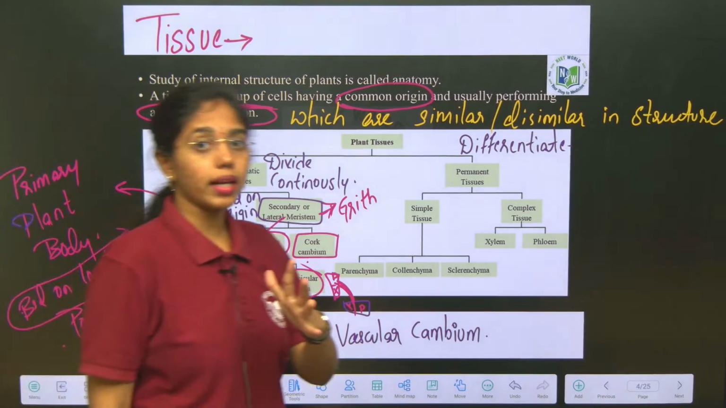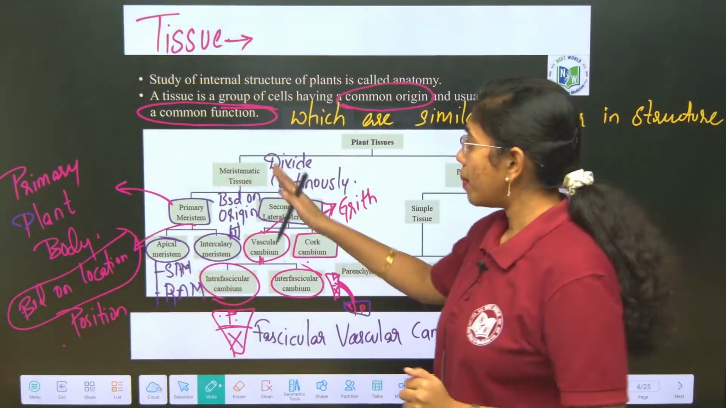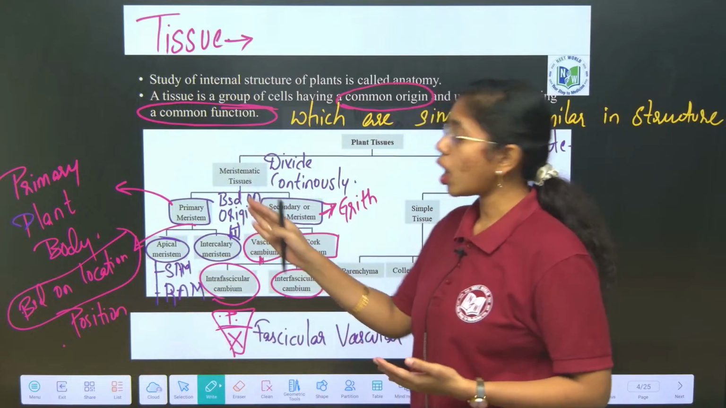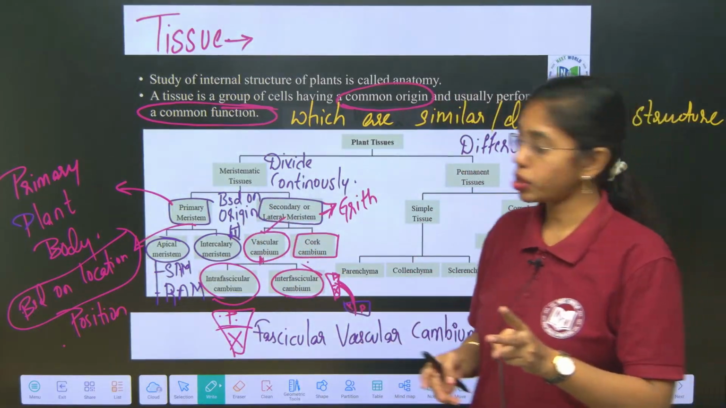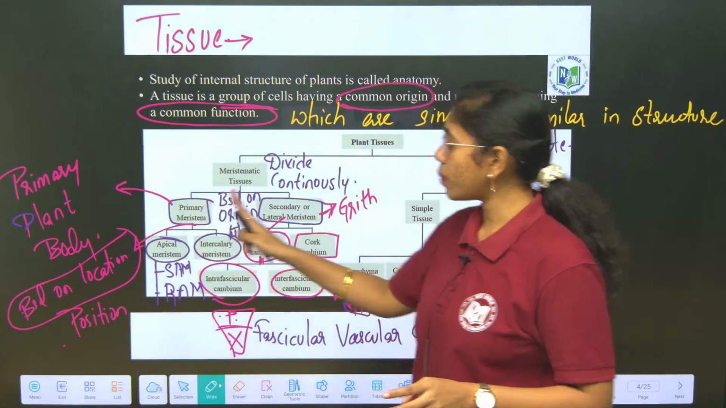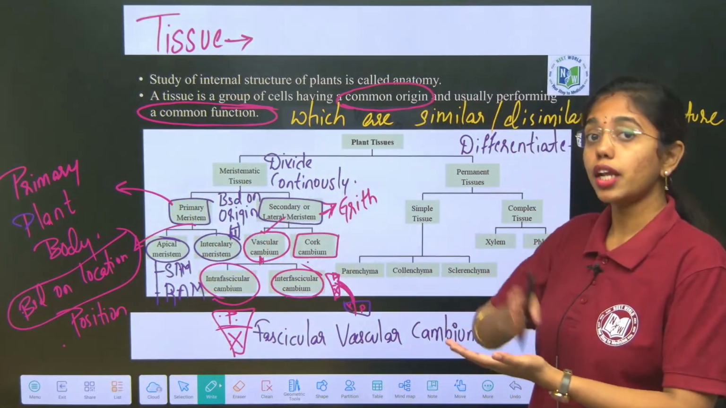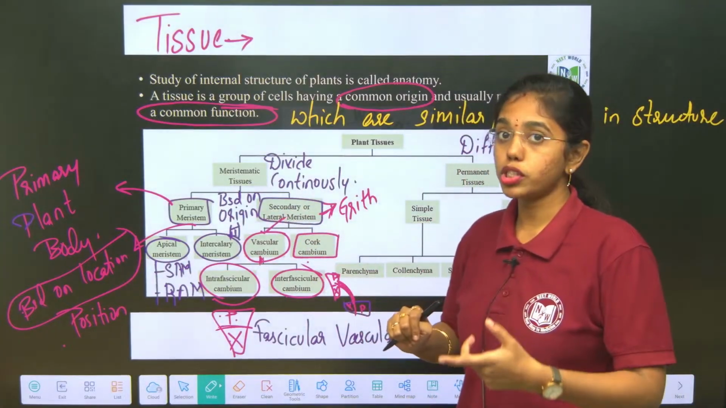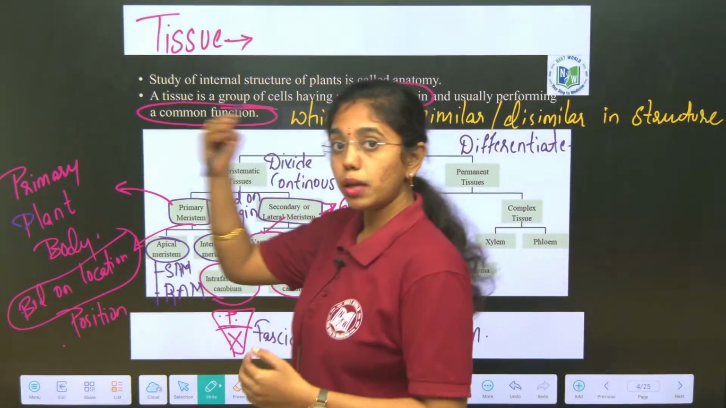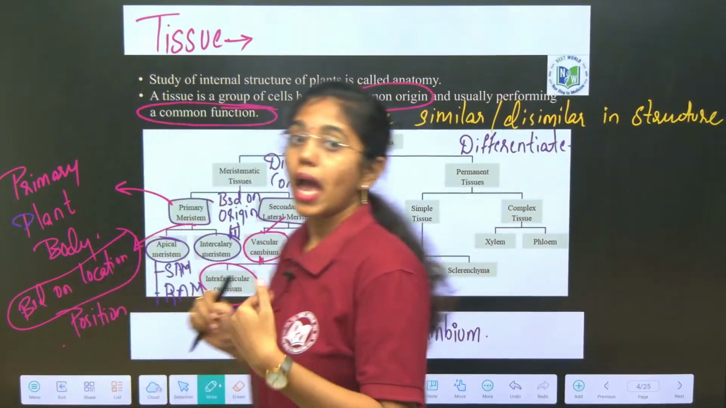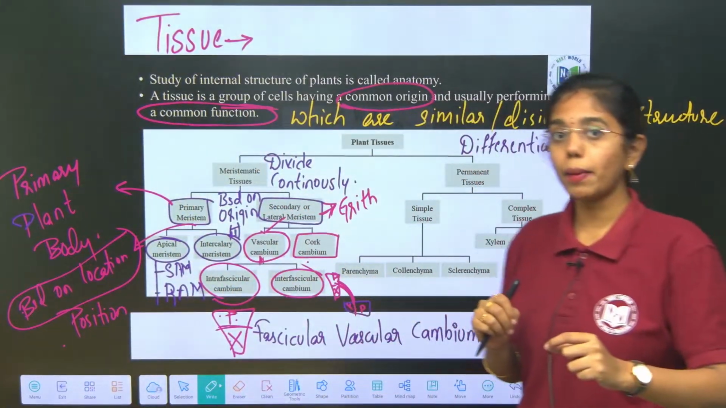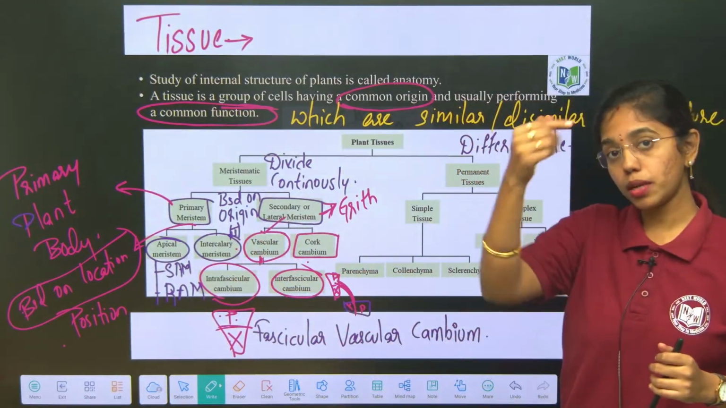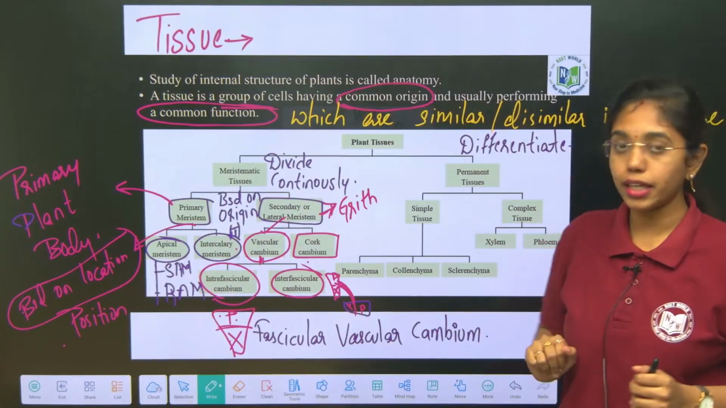Once again, quick recap on meristematic tissues. Meristematic tissues are those tissues which will divide continuously based on their origin. They are of two types of meristematic tissues. One is primary meristematic tissue and the second is secondary or lateral meristematic tissues. Primary meristematic tissues, based on the position, we have two types: apical meristems and intercalary meristems. Apical meristems, it can be root apical meristem or shoot apical meristem. Intercalary meristems, they are present in between two nodal regions, that is in the internode.